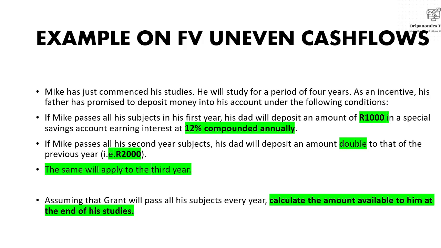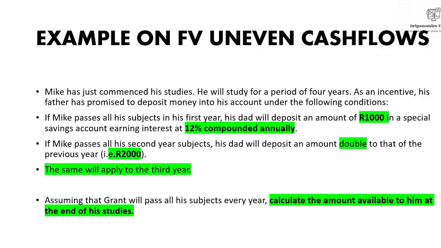Assume that Mike will pass all of his subjects every year. Calculate the amount that will be available for him at the end of his studies. So we have three different cash flows, right? We have 1,000, we have 2,000, and then we have 4,000. So we have three different cash flows, and then we have to calculate how much these cash flows will be at the end of his studies, at the end of his third year, basically.